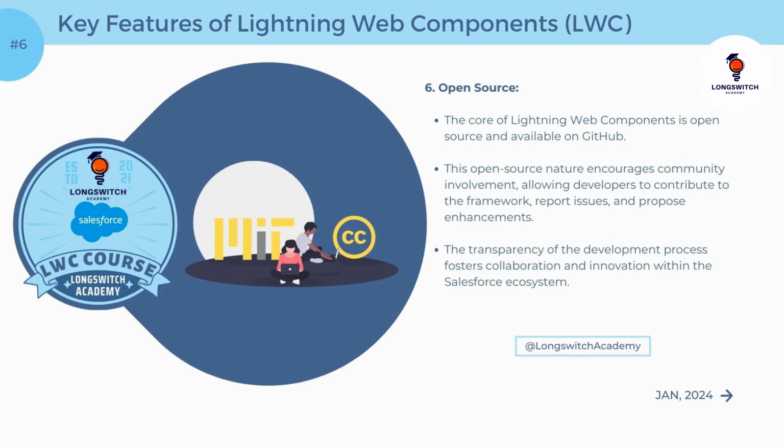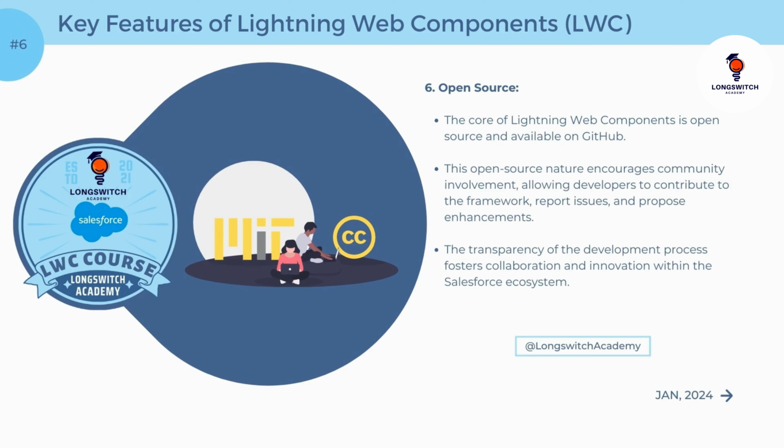The sixth key feature is open source. Let's understand this with a practical example. In the world of Salesforce development, Lightning Web Components, LWC, is like an open book. It's open source and available on GitHub, a platform for sharing code. This openness is an invitation for developers everywhere to get involved.